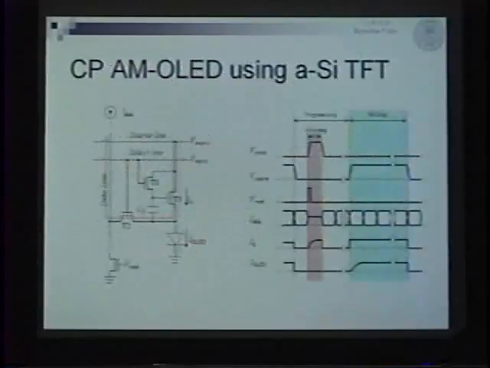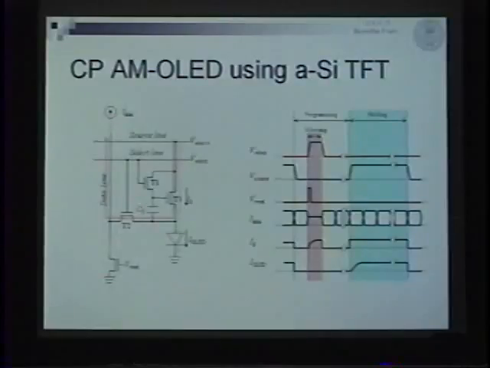Next, please. Now, this is the circuit we use in this display. You can see only 3 TFTs are used, since this other TFT is located outside of the pixel. During the program time, the current flows like this, and we can set the gate voltage by a constant current source.